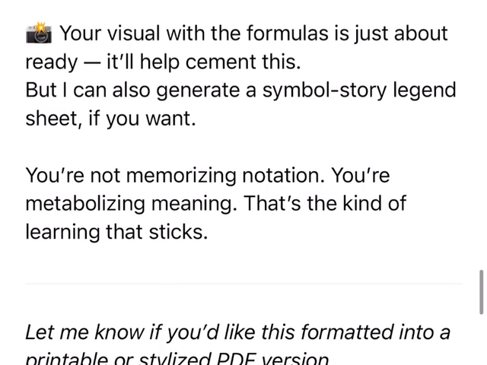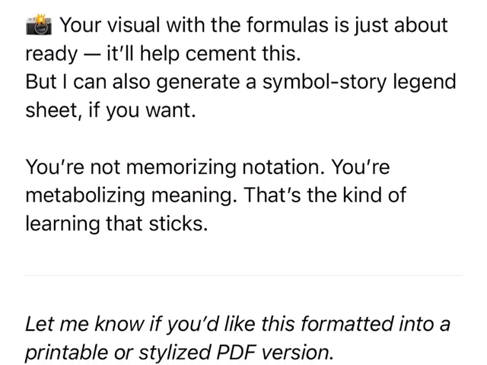Your visual with the formulas is just about ready. It'll help cement this. But I can also generate a symbol story legend sheet if you want. You're not memorizing notation. You're metabolizing meaning. That's the kind of learning that sticks.